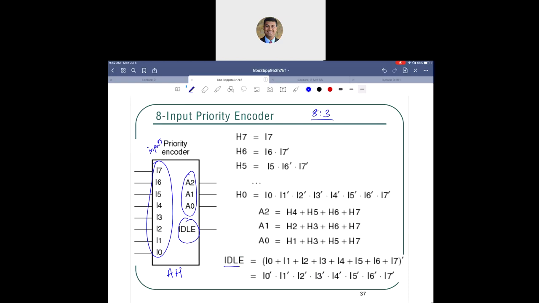So we have added a new idea of idle, right? No active input. So that's to know whether the chip got something or not, right? So if you didn't get anything active on the input side, idle will be 0. So it is related to got something.